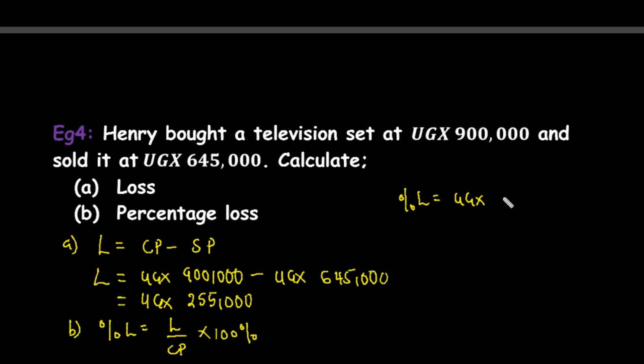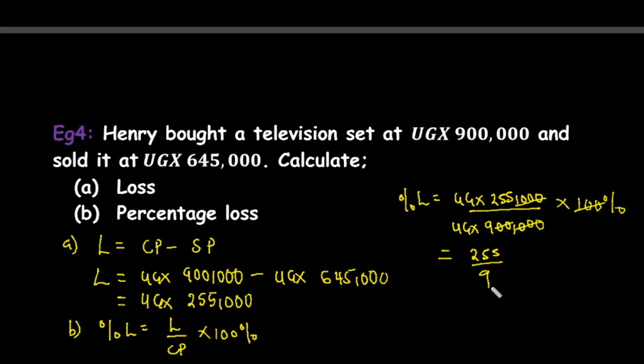Ugandan shillings 255,000 out of what is the cost price? The cost price was 900,000 Ugandan shillings, then times 100%. Is that okay? So these 3 zeros will cancel with that, these 2 zeros will cancel with that, and we shall remain with 255 out of the 9, and it is in percentage.